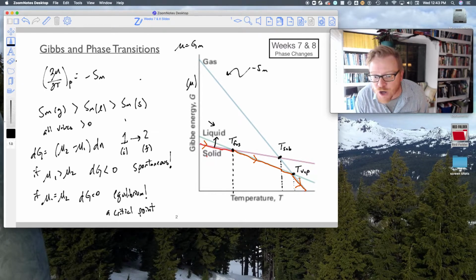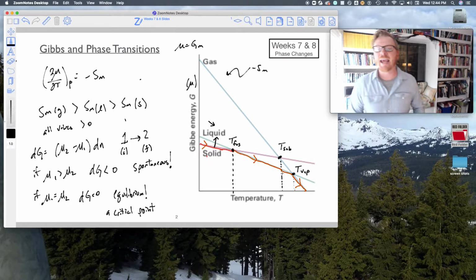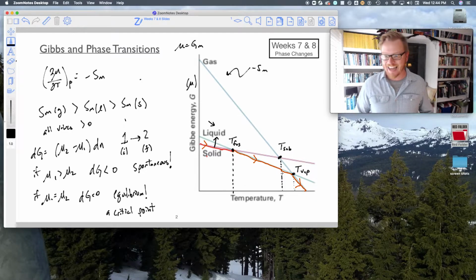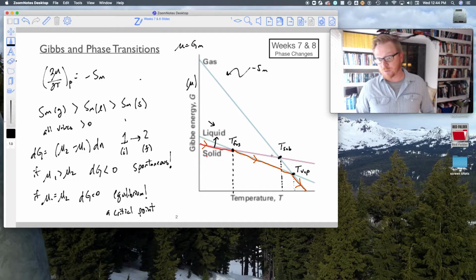And of course, if we were to go the other way, it would be the same result, right? If we have our vapor and we're cooling it down, once we cross this vaporization point, the gas has a larger chemical potential than the liquid, so it would be spontaneous for this gas to condense, okay?